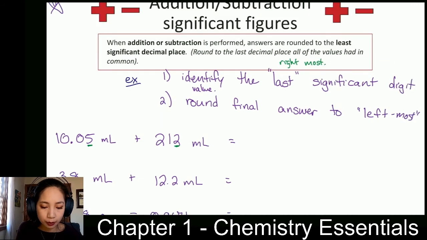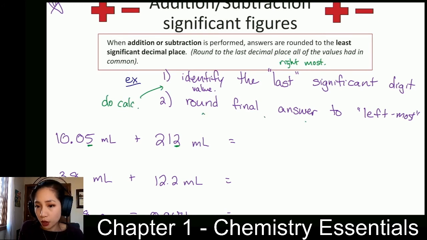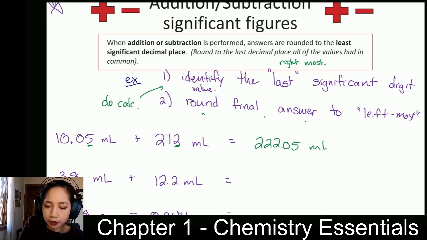All right, so what's the next step once you've identified that last or rightmost significant digit? Next, you want to do the calculation. So actually, in between the step here is do the calculation. And then you want to round your final answer to the leftmost place value from step 1. What do I mean by that? If you actually do this calculation, you get something like 222.05. That's the number that comes out of your calculator. And note how I have units here. We're adding volumes: 10.05 milliliters plus 212 milliliters gives us 222.05 milliliters. This number comes straight out of your calculator.